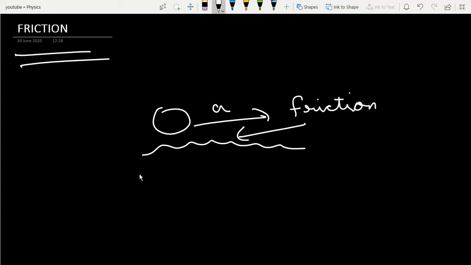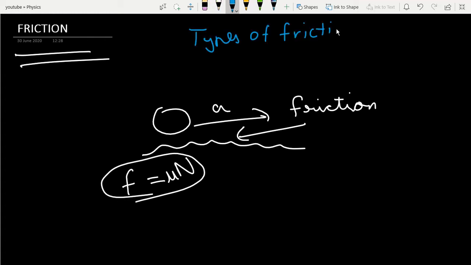Friction can be calculated as F, or friction, is equal to mu N. I'm going to tell you what this equation is. Just remember this. There are basically three types of friction. One is static friction, the next is kinetic friction, and the third one is rolling friction.